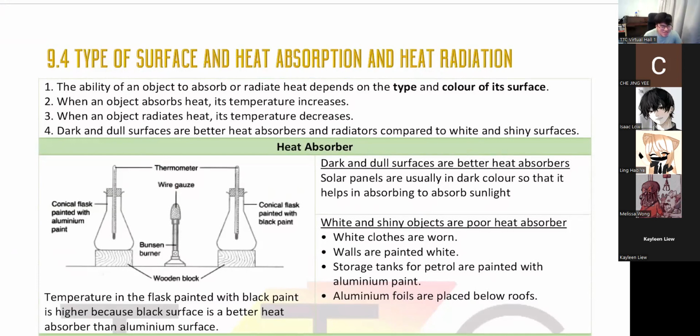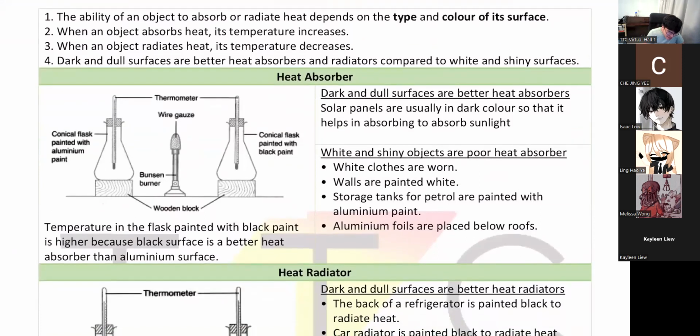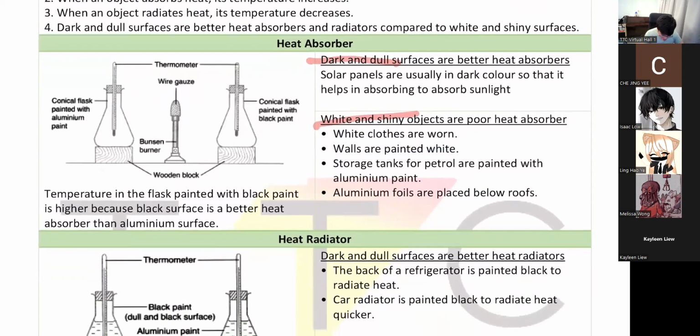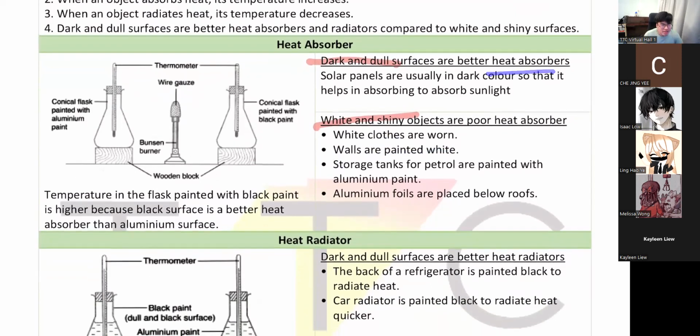Okay, so yes, dark color. So you see, dark and dull surfaces are very good heat absorbers. That's why if you wear dark and dull clothes underneath the sun, you will be very, very hot. White and shiny, on the other hand, are poor heat absorbers. If you wear white clothes, or paint your walls white, they absorb heat very slowly. Guys, you have to know this, they absorb heat well, they also give out heat well, which brings me to the next point.